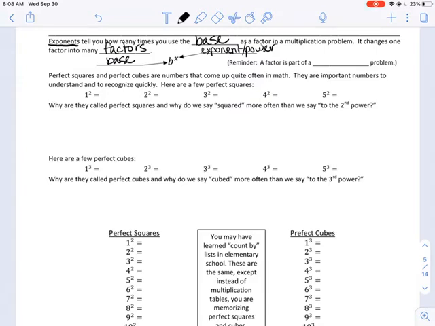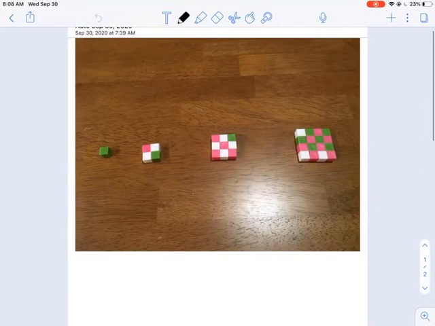So we talk about things that are perfect squares and perfect cubes, and your objective today is to understand why they are called perfect squares and perfect cubes, and to also memorize the first several. I'm going to show you some squares.